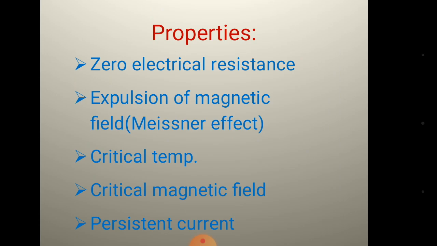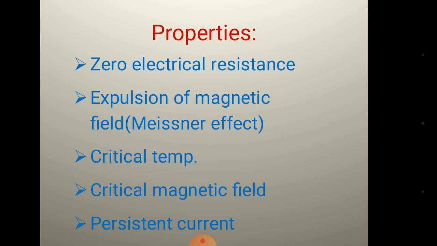Next, properties of superconductors. First one is zero resistance. When the material is cooled below its transition temperature, its resistance suddenly reduces to zero. For example, mercury shows zero resistance below 4 Kelvin. Next property is the Meissner effect. When the superconductor is cooled below the critical temperature, it doesn't permit the magnetic field. This is known as the Meissner effect.